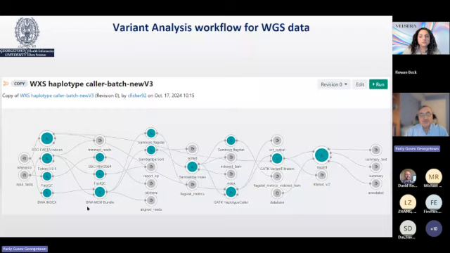Here's another example of a variant analysis workflow for whole genome sequencing data. In this case, it's whole exome, HaplotypeCaller. This pipeline utilizes next generation sequencing data as the input and produces VCF files with annotated variants in DNA sequences. This is a very important pipeline, which we also utilize for our research. And again, it's a very complex pipeline, but it's much easier to understand with this graphical representation of the workflow.